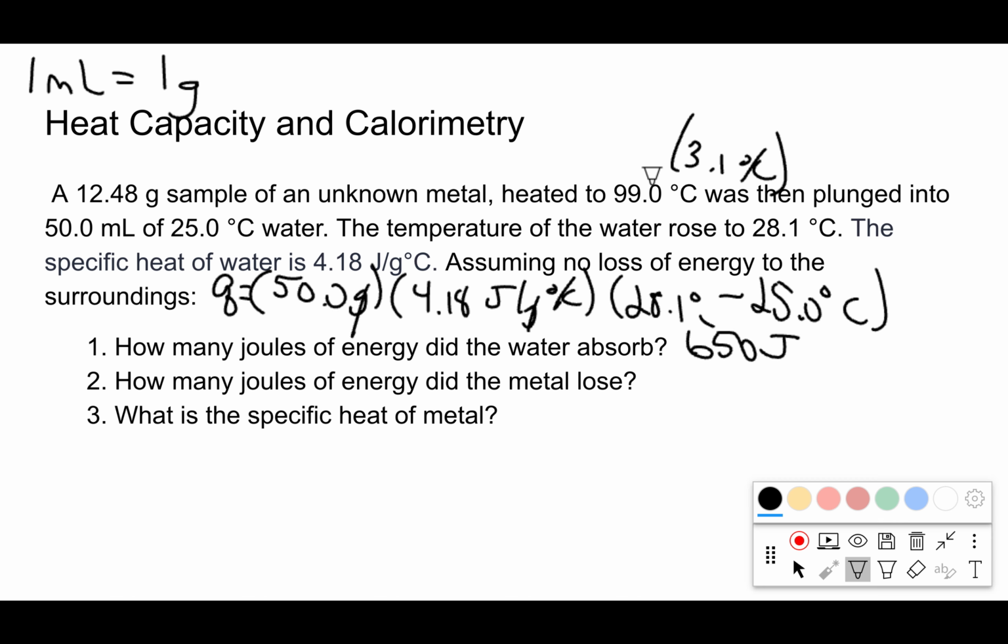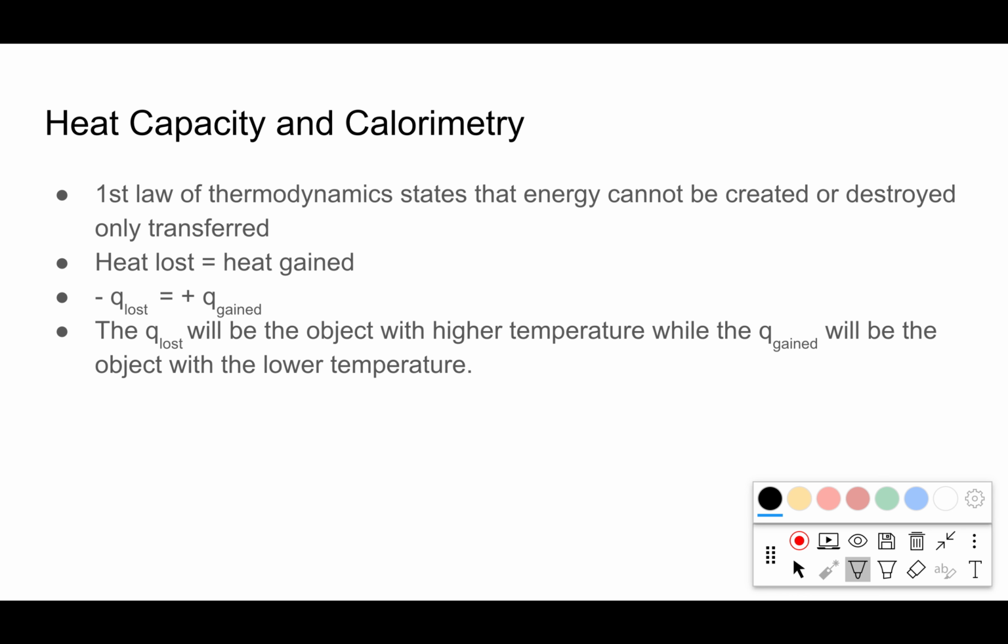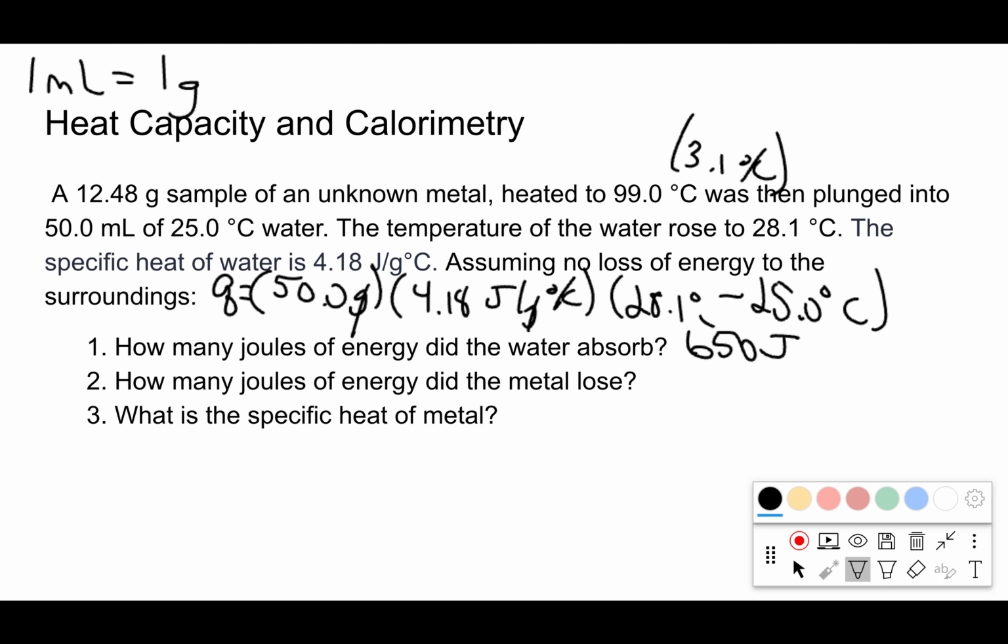650 joules. Now, the next question says, how many joules of energy did the metal lose? If I go back to my previous slide, my amount of energy lost is going to be equal to my energy gained. They are numerically equal. The sign is different. The amount that I gained for the water was 650 joules, which means the amount that the metal lost was negative 650 joules. They are numerically equal. The only thing that is different is which one loses and which one gains.